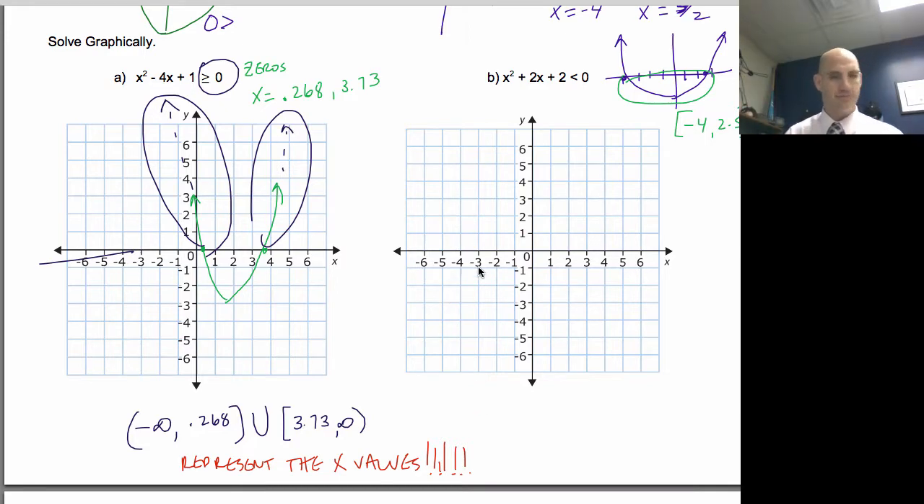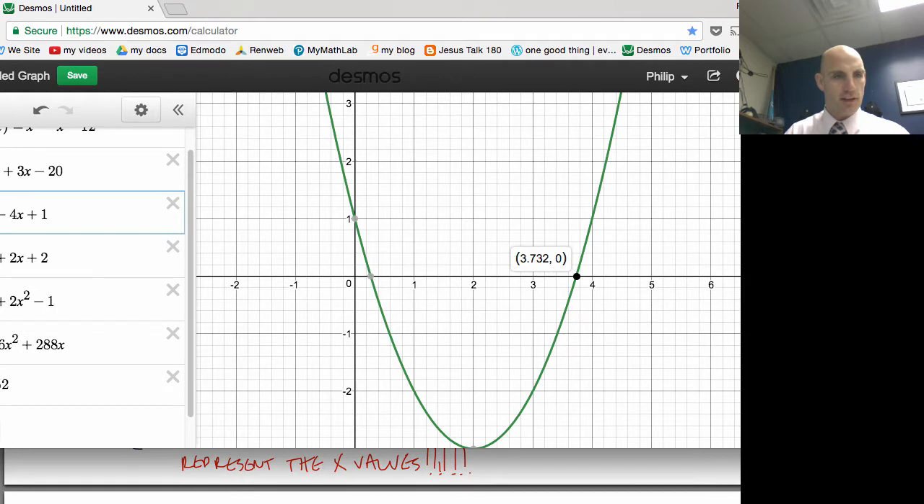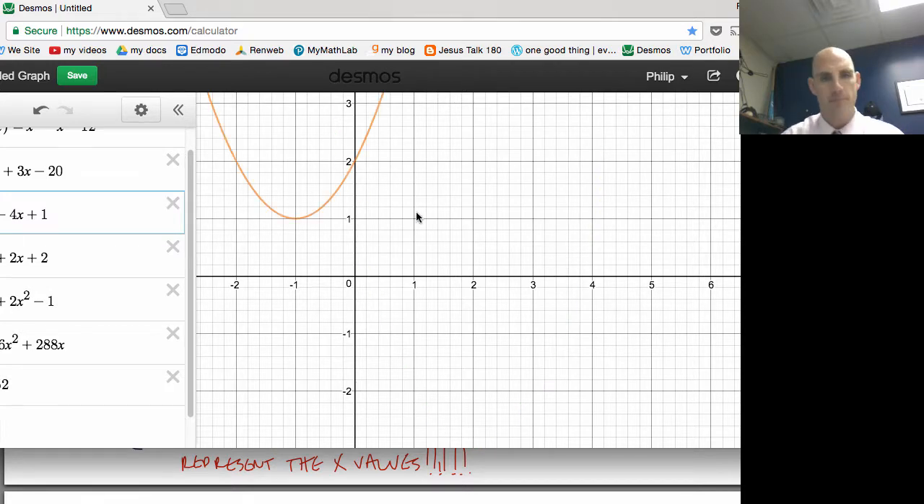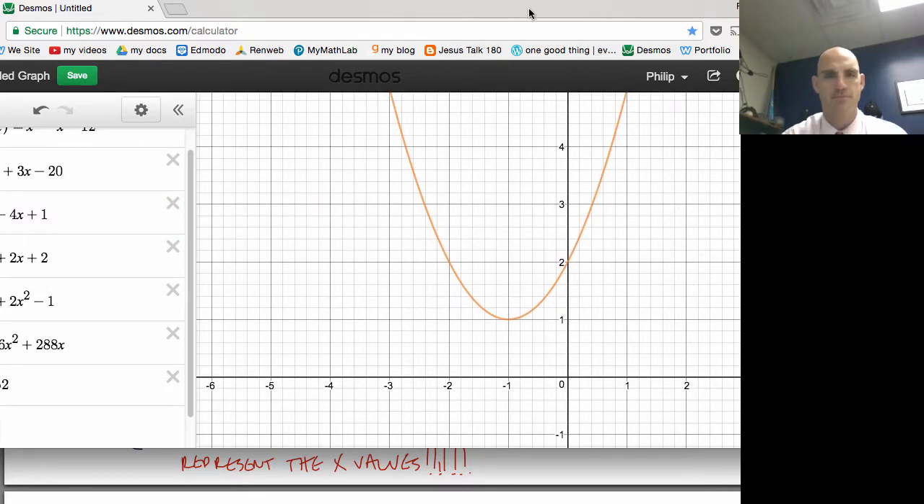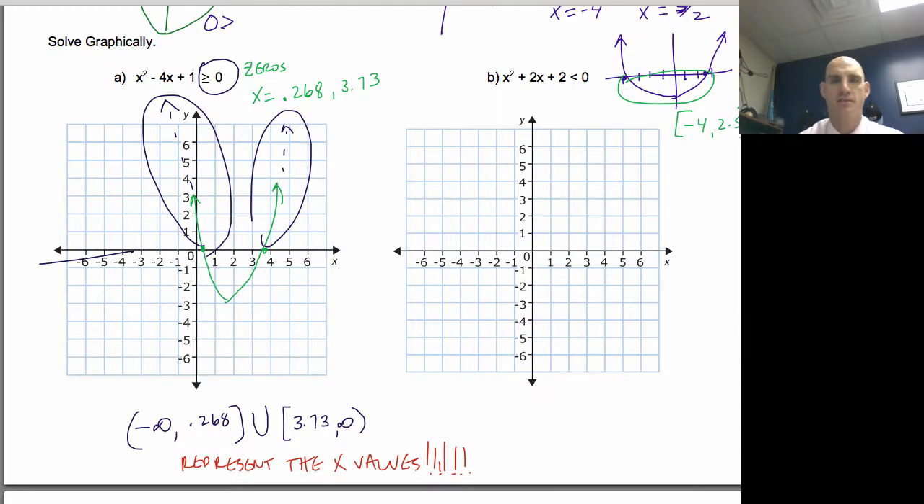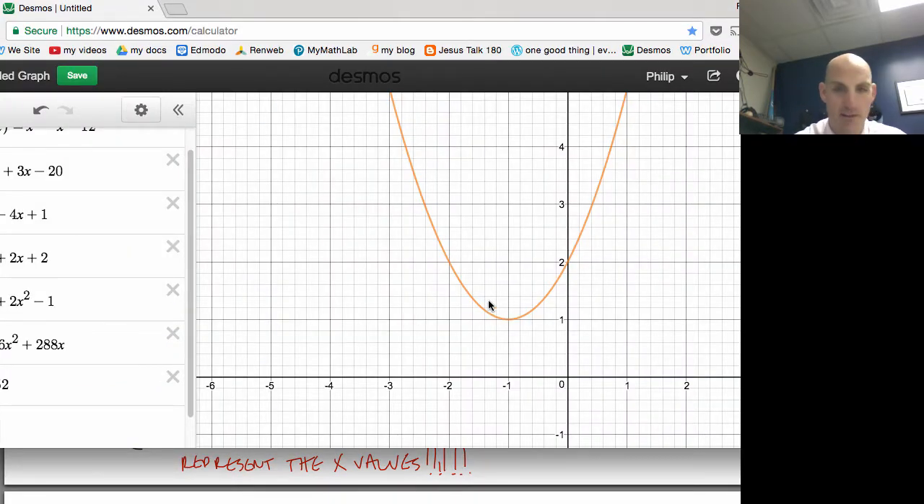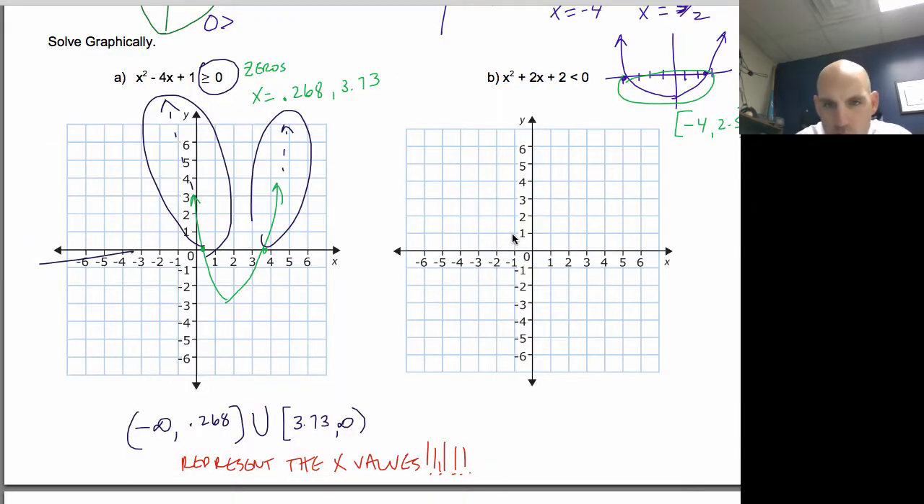Okay, this one. Actually, this one's really interesting to me. So here it is, here's the graph of this one. And it's asking me to find where it's less than 0. And so if I check out this graph, I have a parabola with its vertex at negative 1, 1. So the question is, where is it less than 0? Where is it below the x-axis?